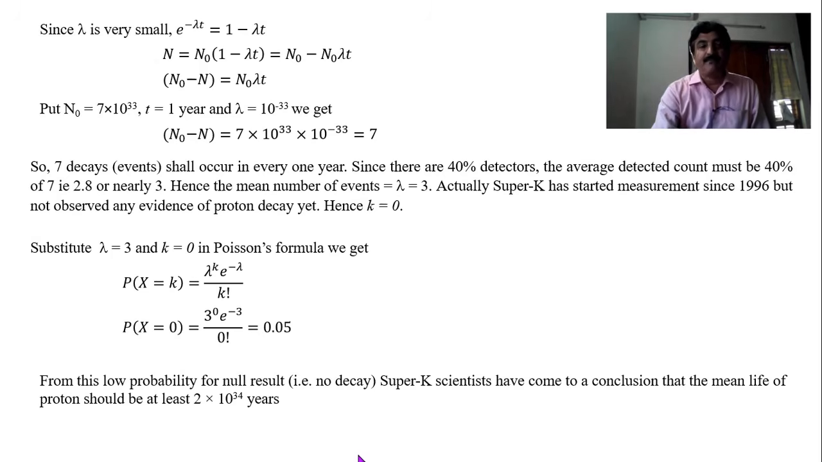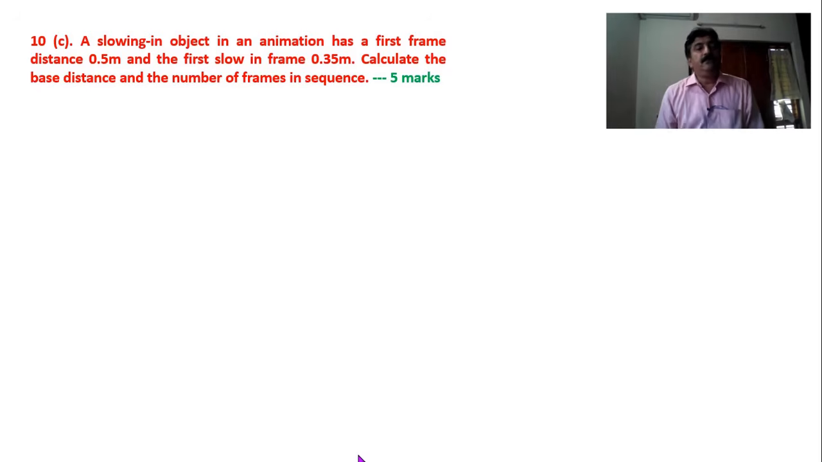That is enough. Well, with this, I come to the last question of this paper. This is one of the expected questions from animation. A slow-in object in an animation has a first frame distance of 0.5 meter and the first slow-in frame distance of 0.35 meter. Calculate the base distance and the number of frames in the sequence.